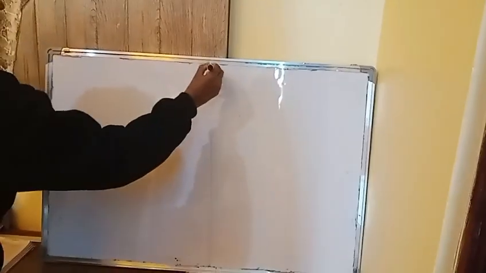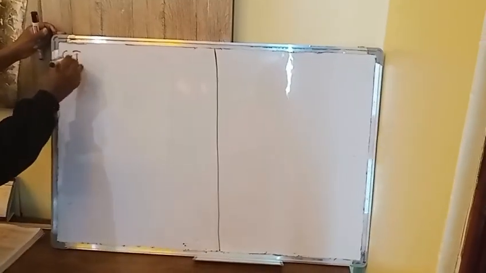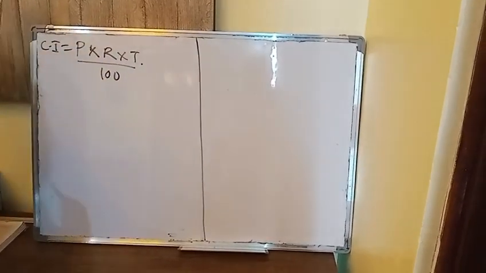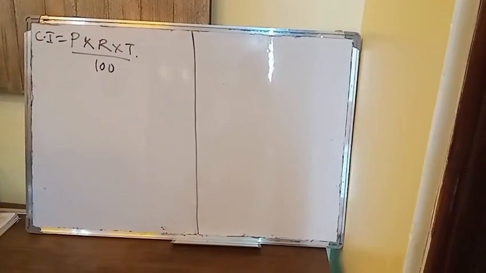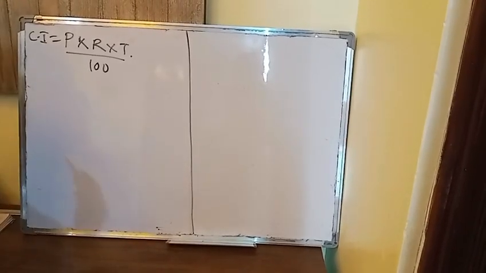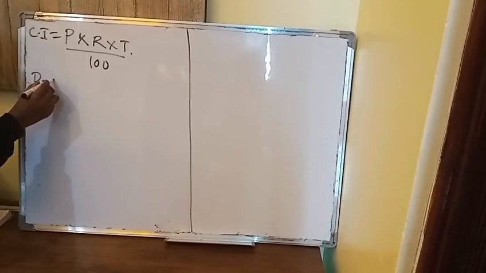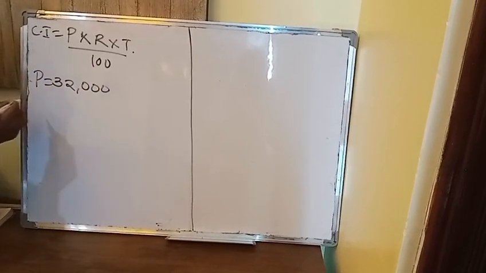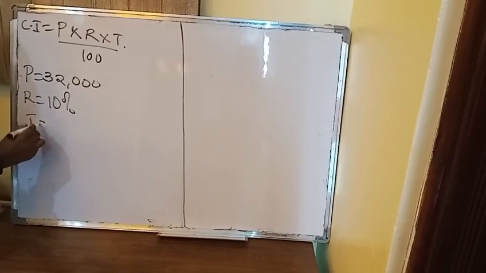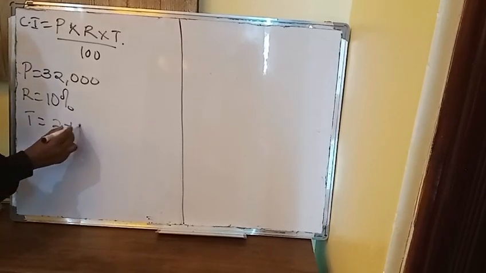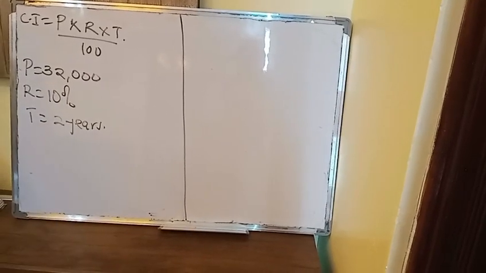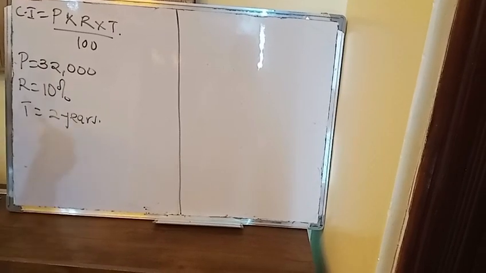Compound interest is just principal times rate times time over 100, just the same way we were doing with simple interest. But now in compound interest, we are going to do it compounded. Here we are given the principal, which is 32,000, the rate, which is 10%, and the time, which is 2 years. If it was simple interest, we would do the 2 years together. But in compound interest, you have to separate each year alone.